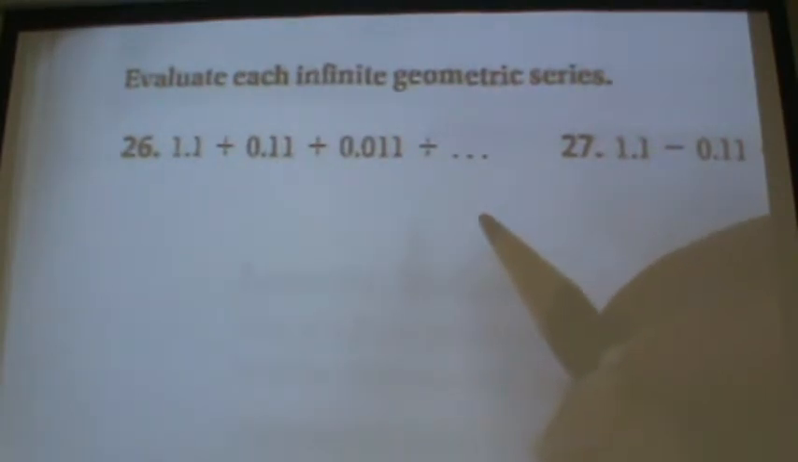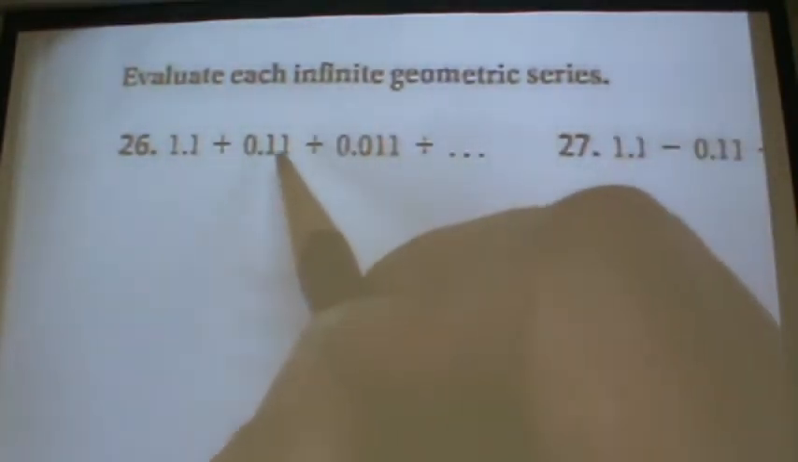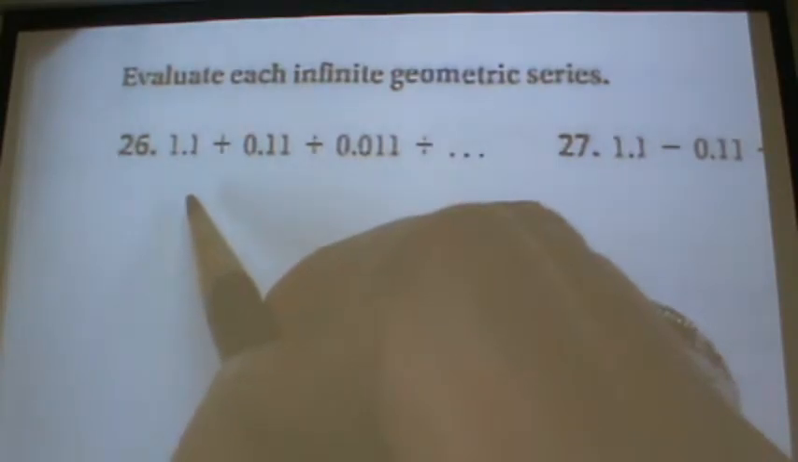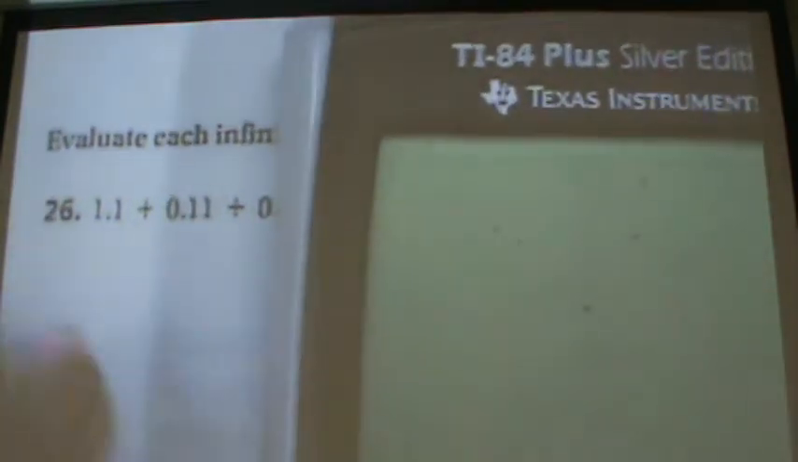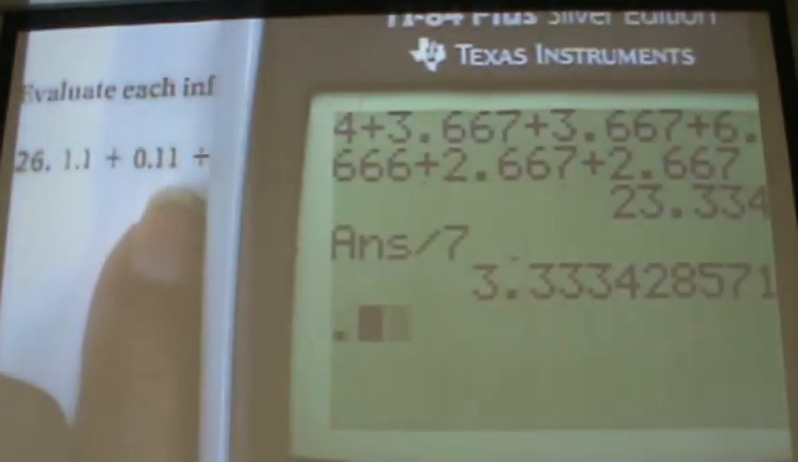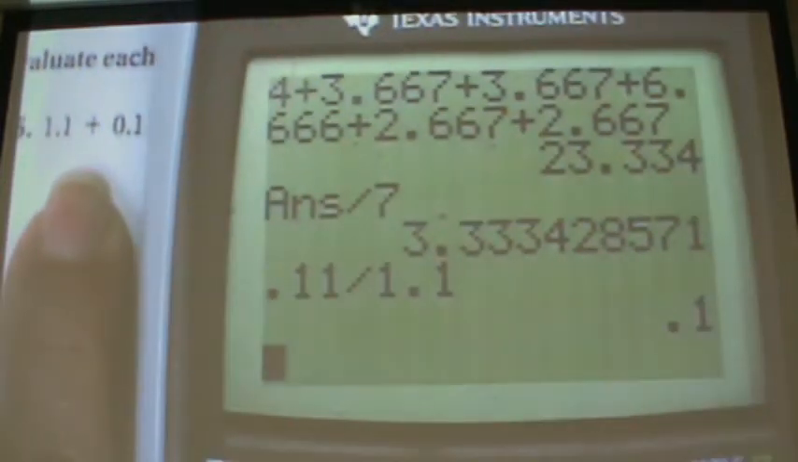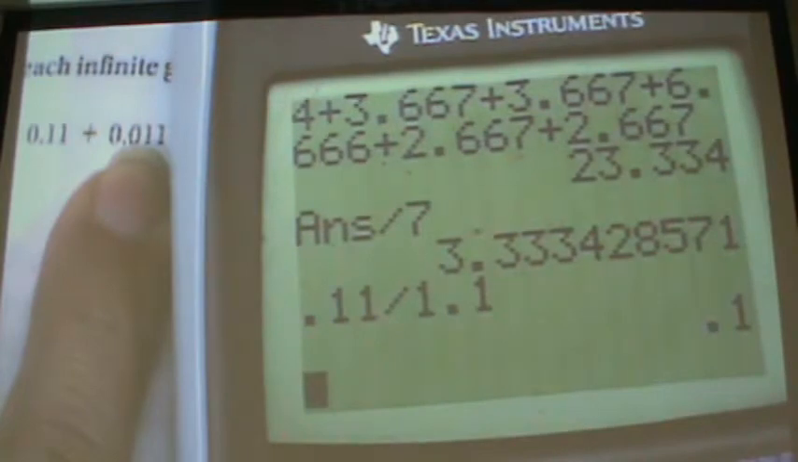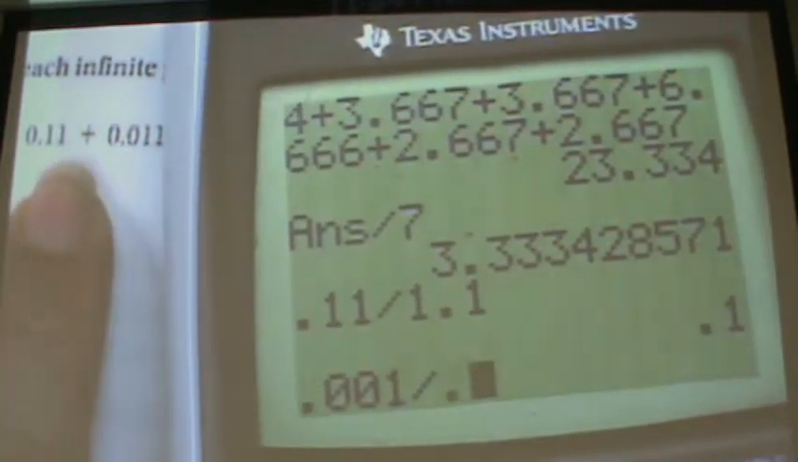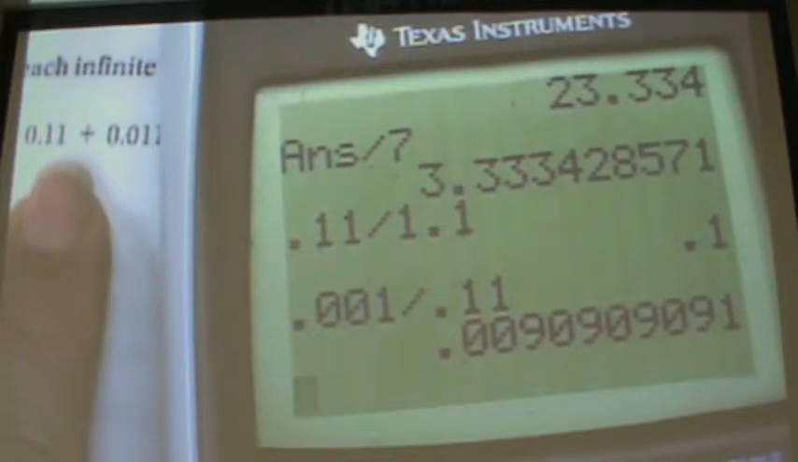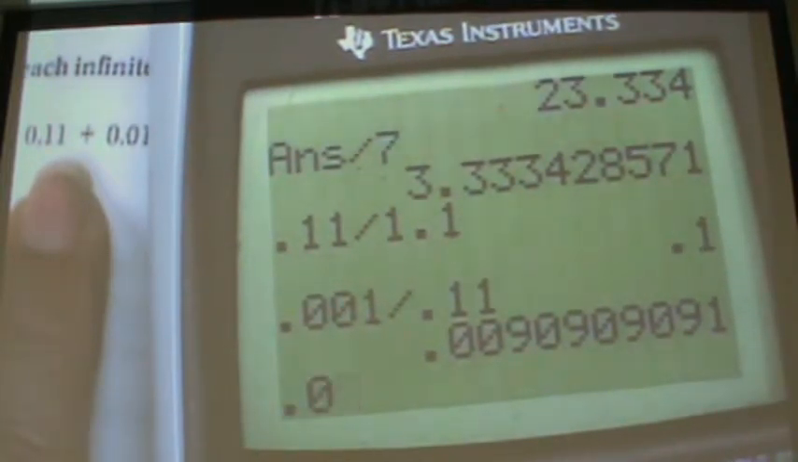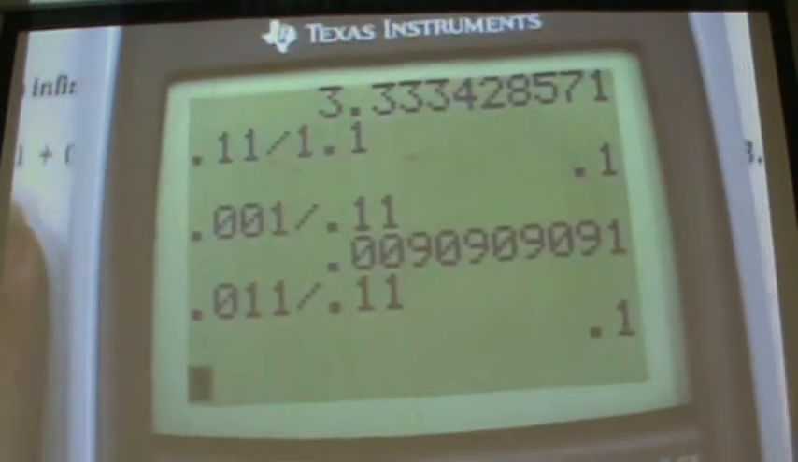First of all, is this geometric? How do we show that this is geometric? What's it multiplying by? Now, if you don't know, because I used to have trouble with these, take the second term, 0.11, divide that by 1.1, and you get 0.1. Take the third term, 0.011, divide that by 0.11, and you should get 0.1 again. That's your R value, 0.1.